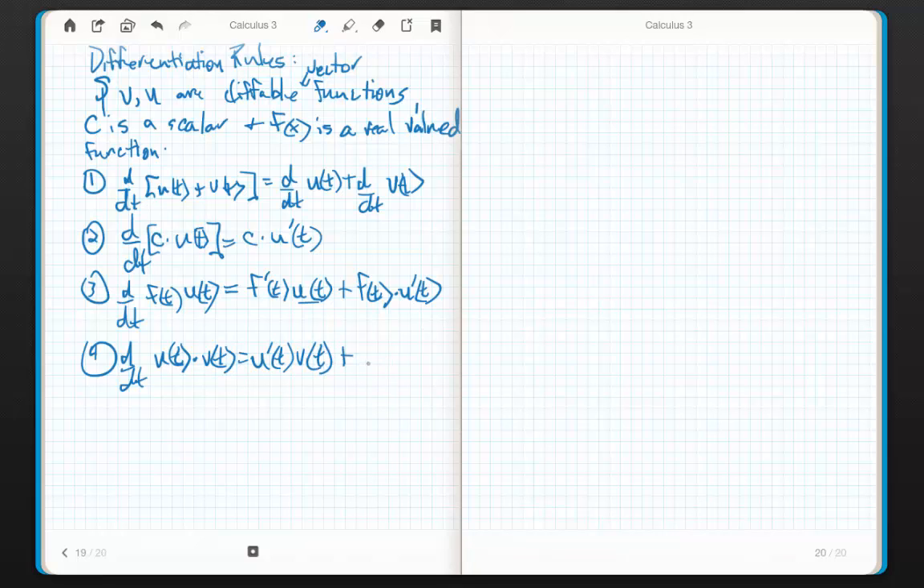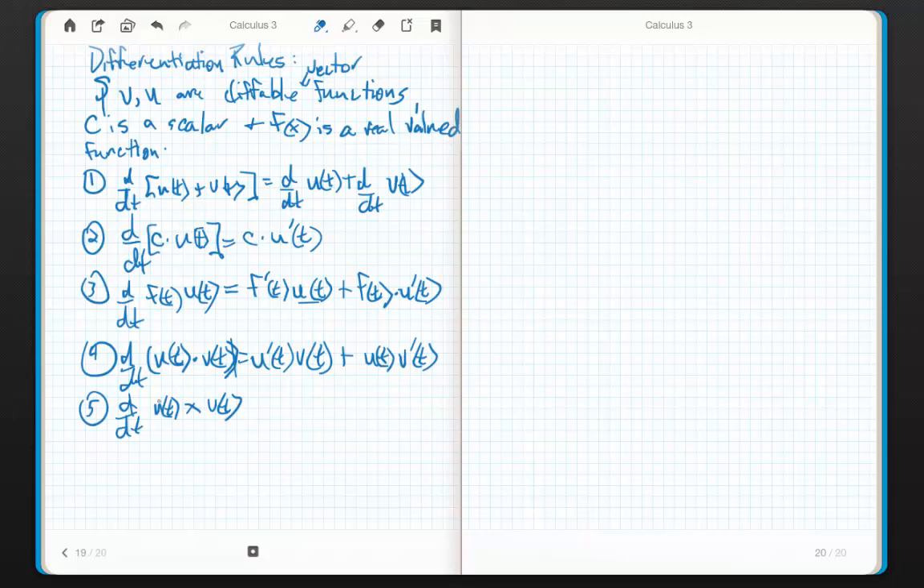Plus u of t v prime of t, yay, it works exactly the same way. All right, that's pretty cool. All right, then last, well, not last but not least, but watch what happens here. How about u of t? Oh, by the way, let me put that in parentheses, u of t cross v of t.